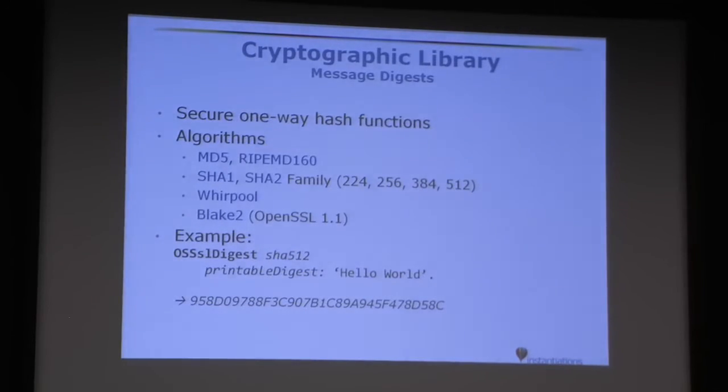The message digest, these are secure one-way hash functions. By secure, we mean collision resistant. If you find collisions, that's terribly bad. So algorithms we have, MD5 has known collisions at this point. The SHA family, we got Whirlpool, which is kind of a patent-free type of deal. 512 byte. And the new one for OpenSSL 1.1 is Blake 2, really, really, really fast. Two variants, one is really good for 32-bit machines, one is really good for 64-bit machines. So you can see here the way you create a digest just quickly is, there's your API object, digest, kind of a factory method, SHA-512, ask for a printable digest on Hello World, and you get this.